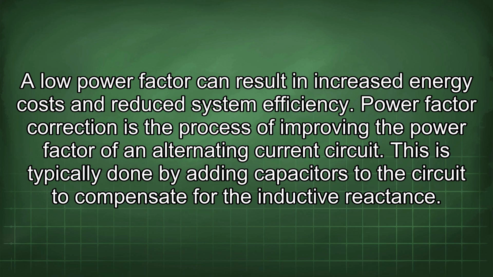Power factor correction is the process of improving the power factor of an alternating current circuit. This is typically done by adding capacitors to the circuit to compensate for the inductive reactance.